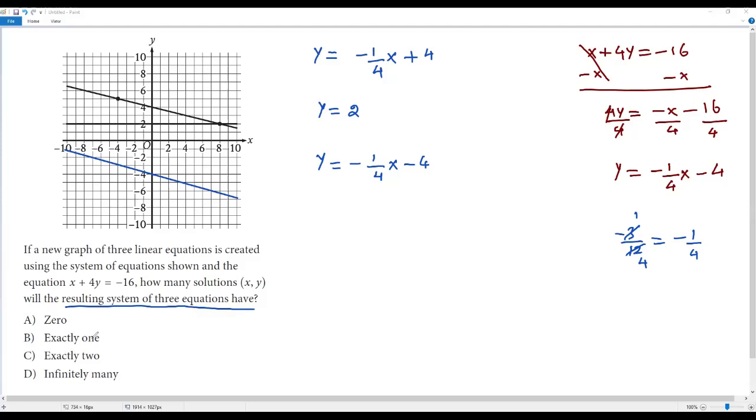So the number of solutions for the resulting system of three equations is 0. We find 0 in option A. So the correct answer choice for this question is option A.